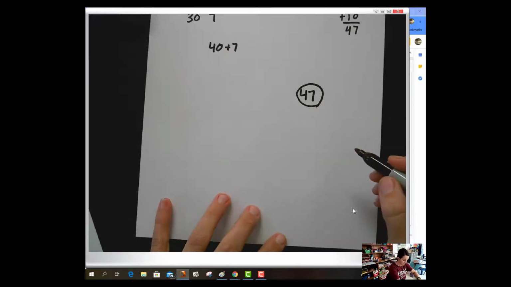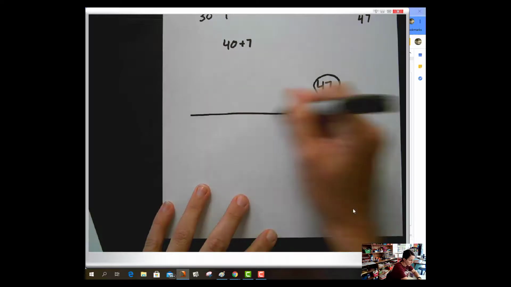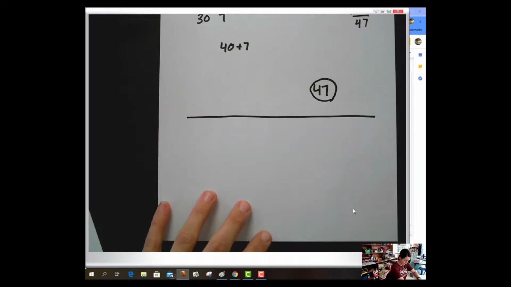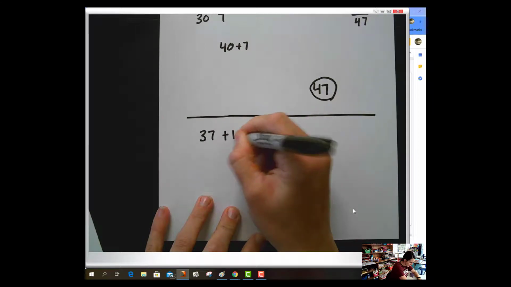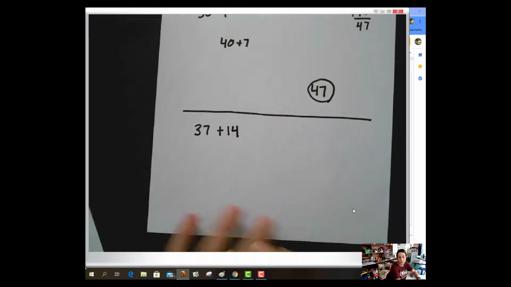Our next problem today is going to be this. I'm going to draw a line here. I'm going to do 37 plus 14. I want you to pause the video and see if you can figure out the answer to 37 plus 14.